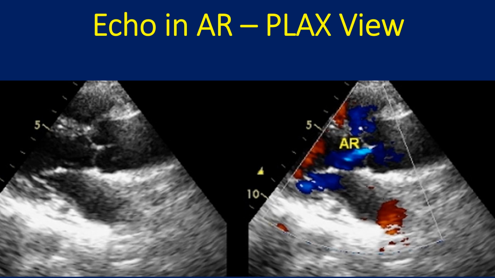Parasternal long axis view showing a small AR jet. Such a small AR jet will be taken as trivial AR with no hemodynamic significance. Left atrium and left ventricle are not dilated.